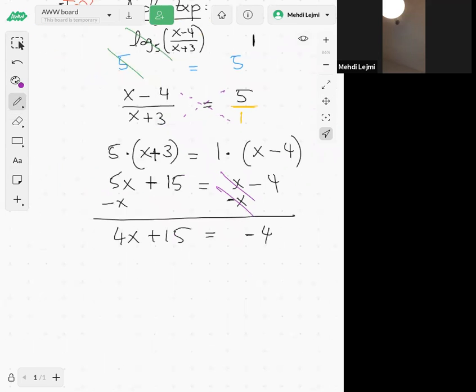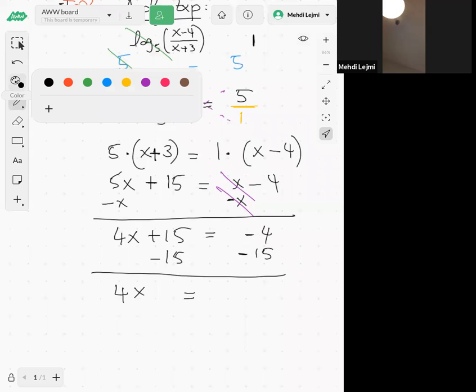Now, on the left, I have 4x plus 15. So I'm going to move the 15 to the right side. I'm going to subtract 15 because it's a plus 15, the opposite operation. So that would be 4x now on the left, this 15 goes away. And on the right side, it's minus 4, minus 15.